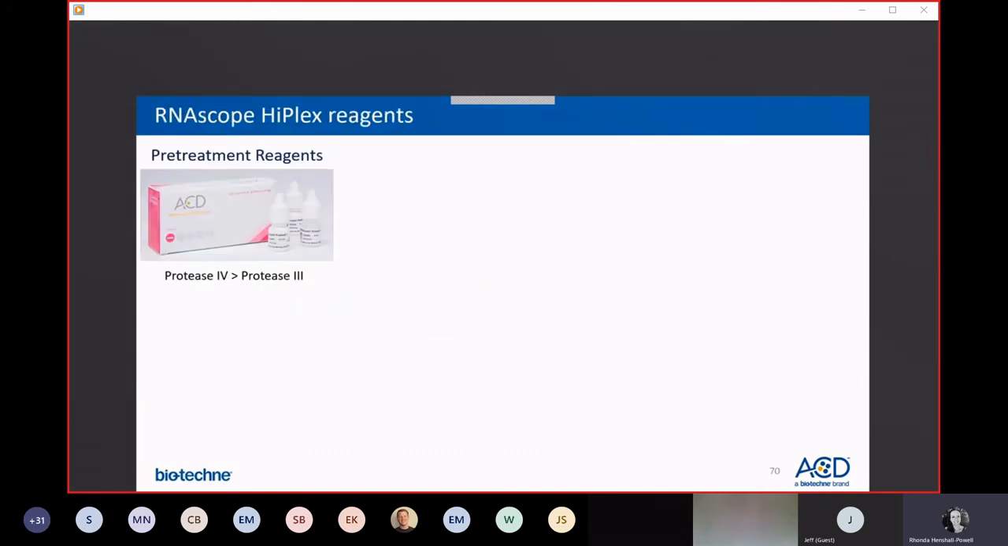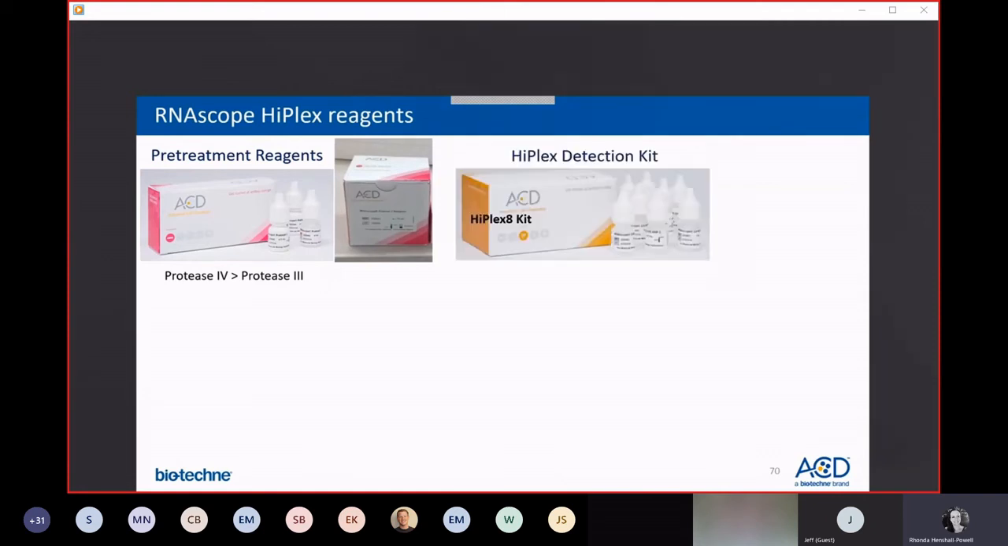Here's pictures of how the HiPlex reagents are kitted together. You have your pretreatment reagents. There's a couple of different flavors of protease. With this kit comes protease 4 and protease 3. In terms of relative strength, protease 4 is harsher, stronger than protease 3. There's also a target retrieval buffer. If you have fixed frozen tissue, you'll need to do a short, just 5-minute boiling step with target retrieval buffer to retrieve the RNA from the crosslinks formed by the formaldehyde fixation.